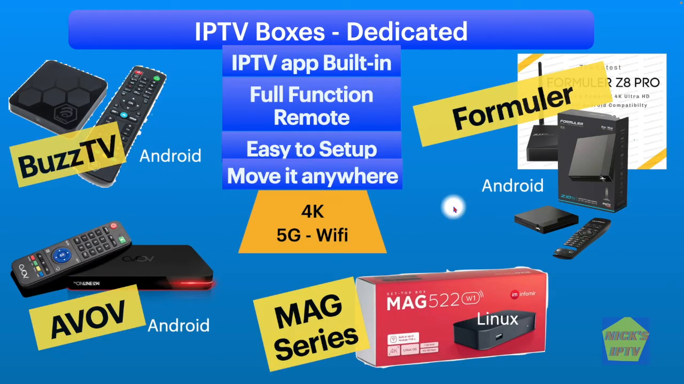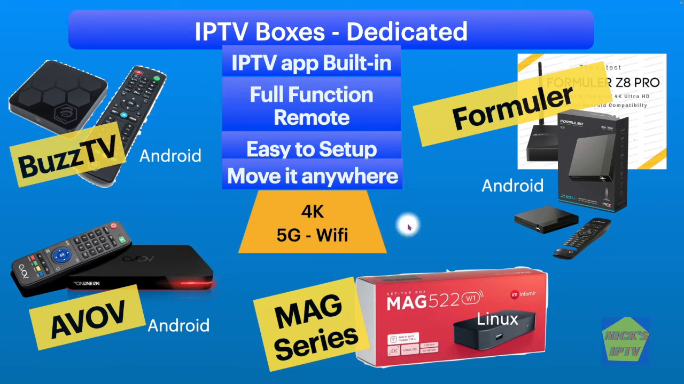IPTV boxes. This, as I had mentioned earlier, is straightforward. The IPTV app is built inside the box. You have a full function remote. It's very easy to set up, just plug and play pretty much. And this also can be moved anywhere to any TV, anytime. Of late, the minimum requirement will be 4K resolution and a box with 5G Wi-Fi for better streaming. Buffer free streaming is a good option.